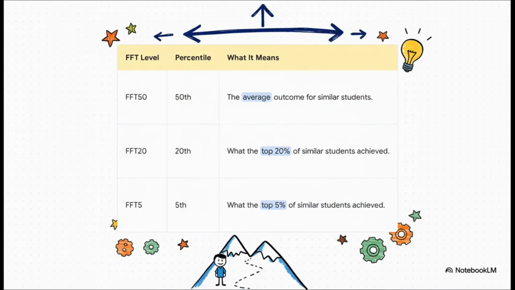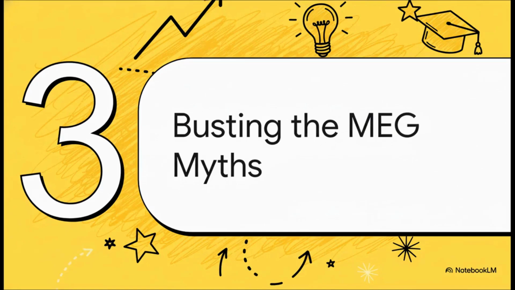Now here's a really crucial detail. Your school gets to choose the level of challenge. They might set your target at FFT 50, which is the straight-up average outcome for students with your background. But they could also set a more aspirational target, like FFT 20, which is the grade achieved by the top 20% of those same students. So you see, the target you're given isn't just raw data. It's also about your school's goals for you.